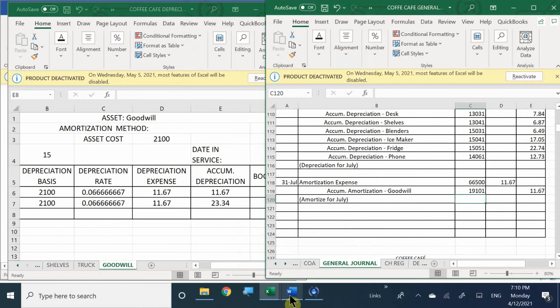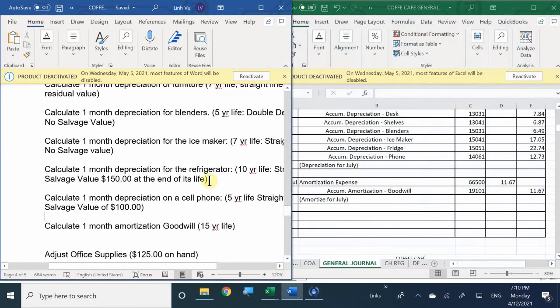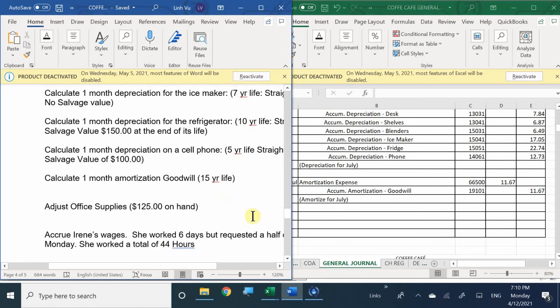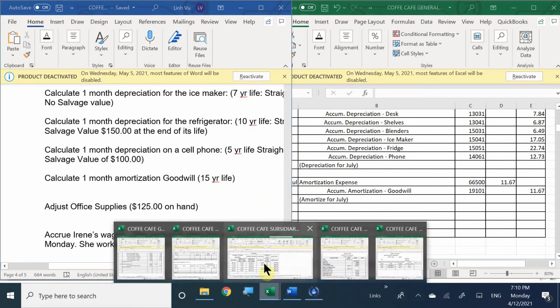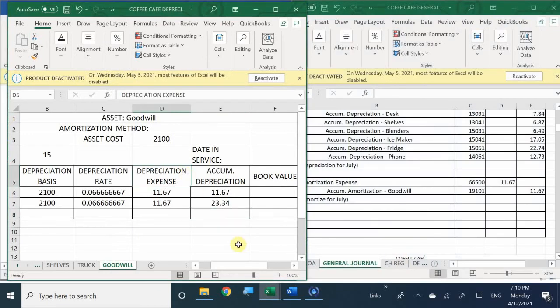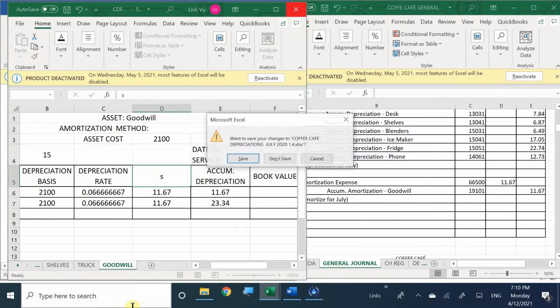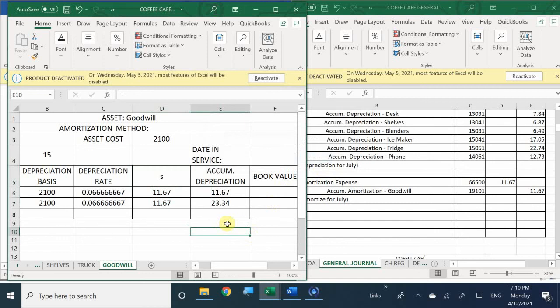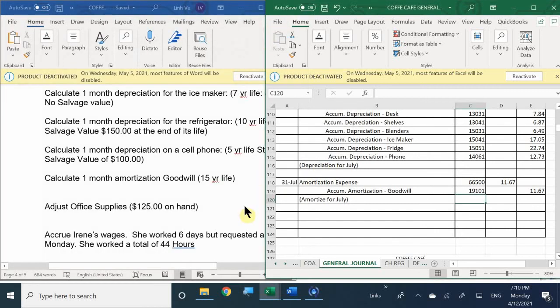So let's see what has happened next. Now that we completed all the amortization, all the depreciations, we can now successfully close out our depreciation tables because we don't need them anymore. We are done with them. Okay? Cancel. File, save. There you go.